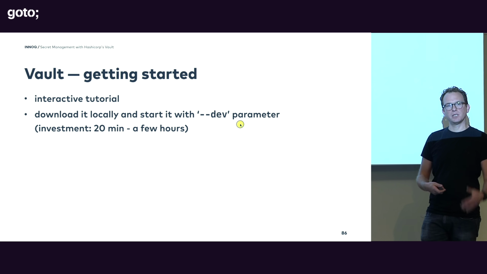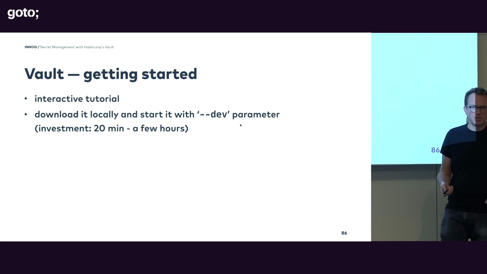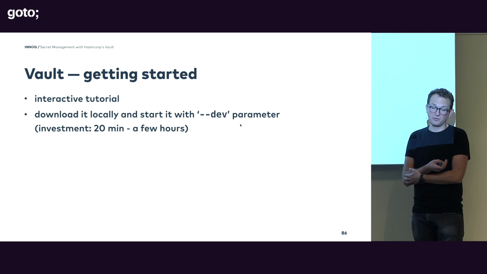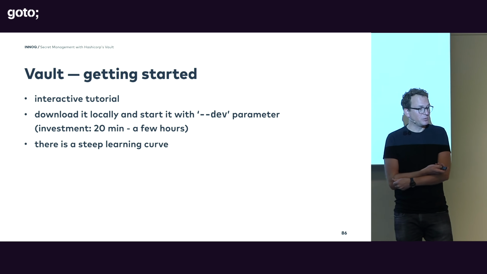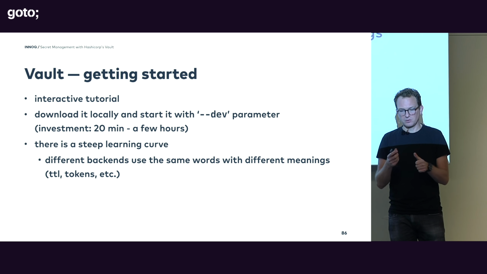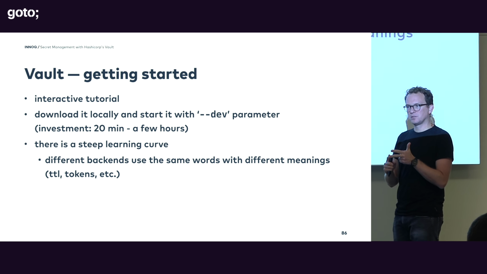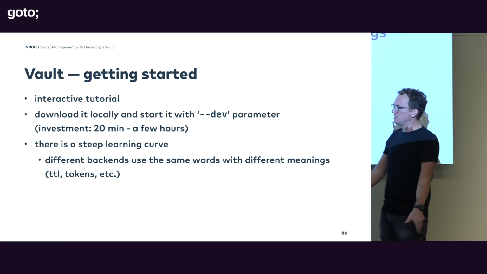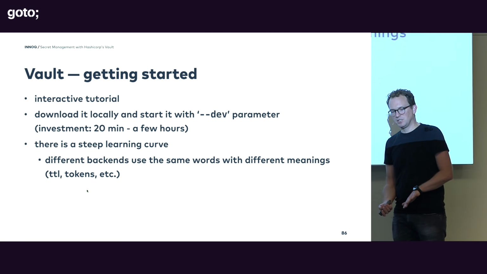That starts Vault and stores everything in memory. The investment for that is like 20 minutes to get it running, and then you play around with it for a few hours or a few days to get a feeling for it. However, there is a really steep learning curve. There are a lot of different backends. We already talked about secret backends, auth backends, and storage backends. And then you have all the surrounding services. And all those services use the same word, and they usually have a slightly different meaning.